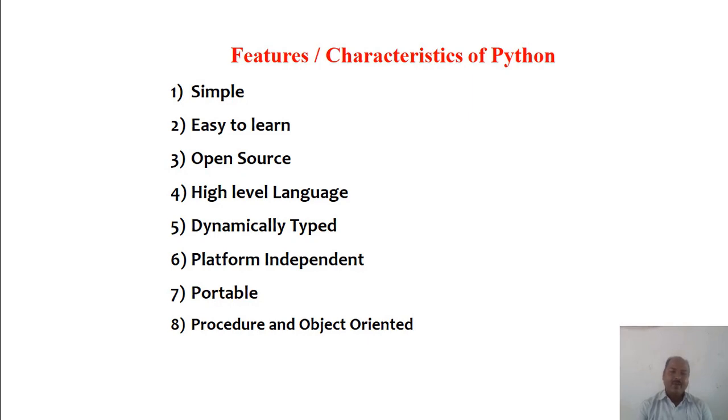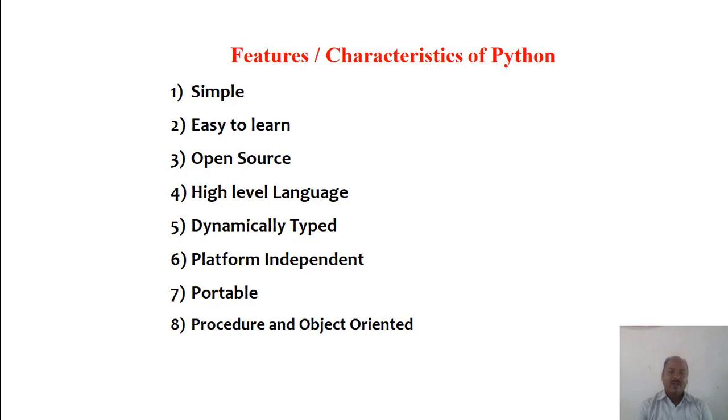What is meant by procedure oriented? Where simple statements and functions are included. Some procedures are written there, some functions are written there. Such languages are considered procedure oriented languages. And the languages that accept the features of an object oriented programming language like inheritance, polymorphism and encapsulation, such languages are considered object oriented programming languages.